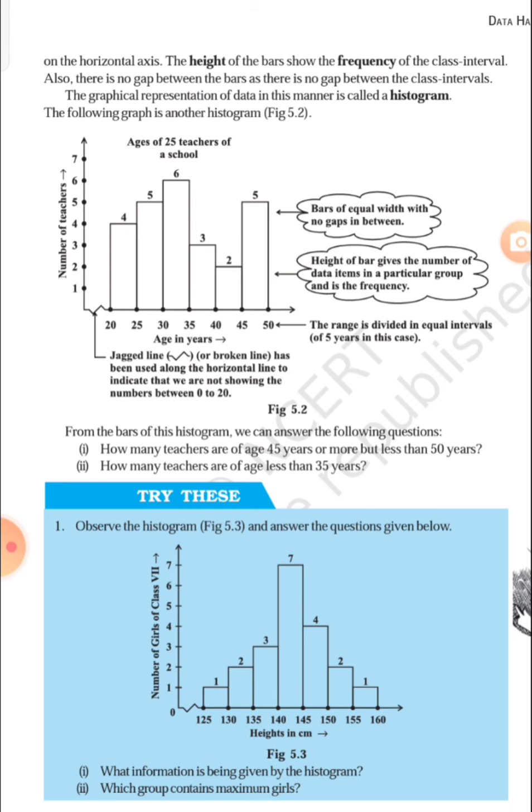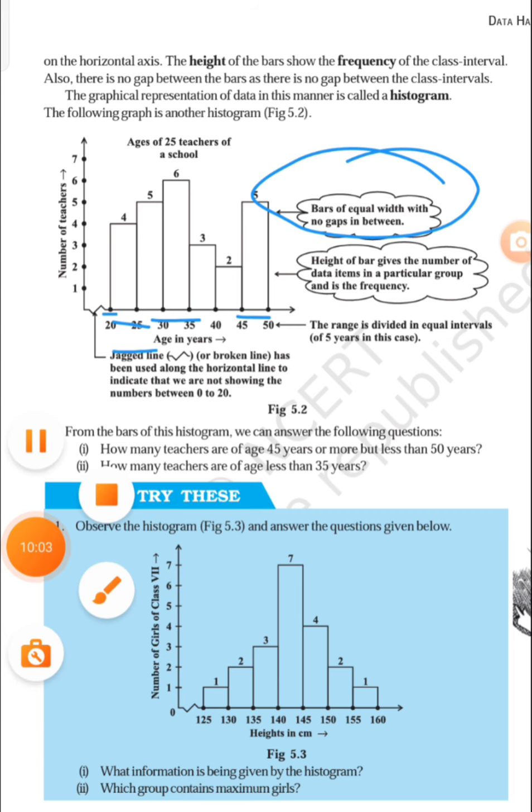Okay, we are taking the data of 20 to 25 year-old teachers. Between the ages of 20 to 25, the number of teachers is 4. Similarly, in this class interval the number of teachers is 5. In this interval the number of teachers is 6, and so on. You have to understand that kind of thing. This is a bar graph with equal width, that means you are taking equal width for these intervals. That's why it is an equal width bar graph.